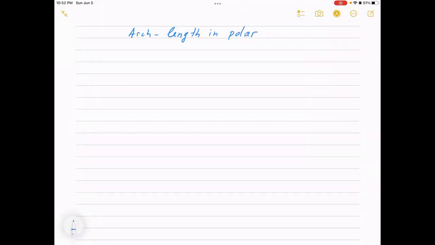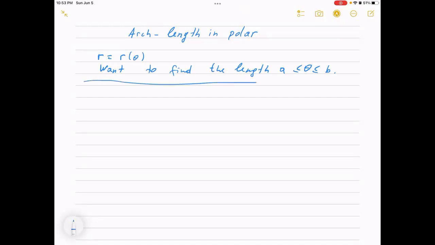Arc length in polar. So we have a polar curve r equals r of theta, and we want to find the length of the curve when theta is between a and b. Let's see how we're going to address this situation.